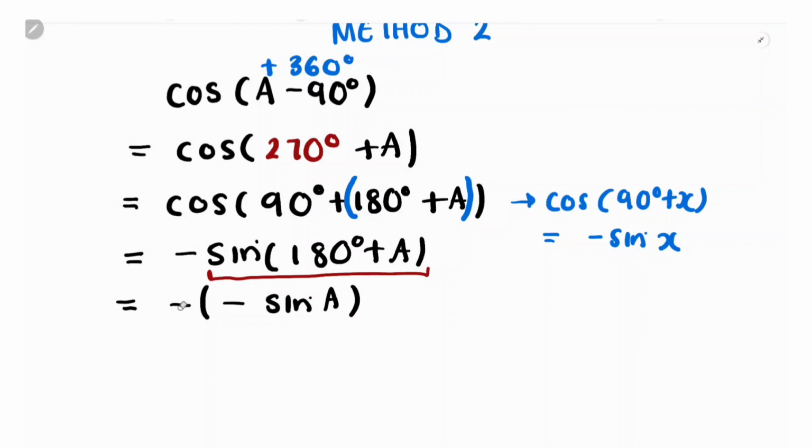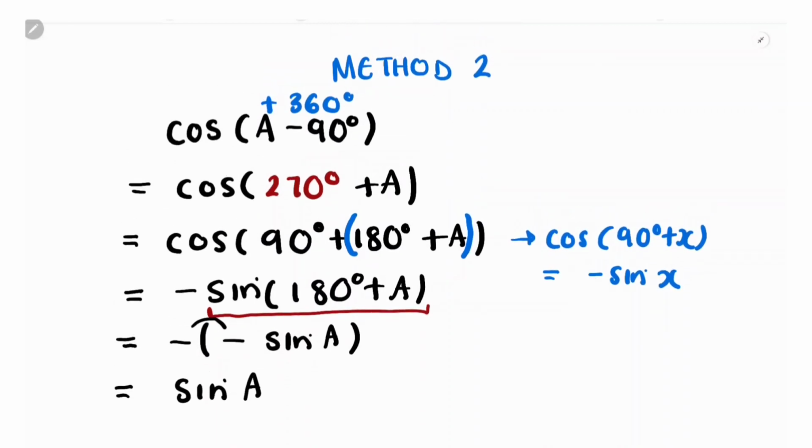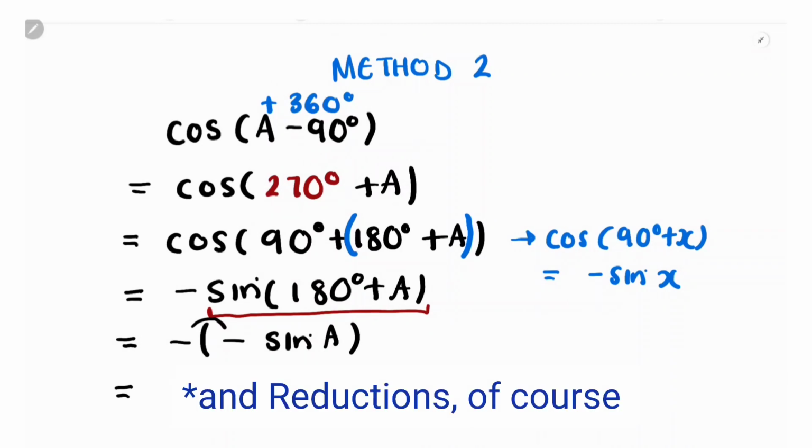We still have that negative outside. And so if you distribute that negative into the bracket, we get positive sine a. So that's the second method, just adding 360 degrees to the negative angle and using cofunctions. And here is the third method.